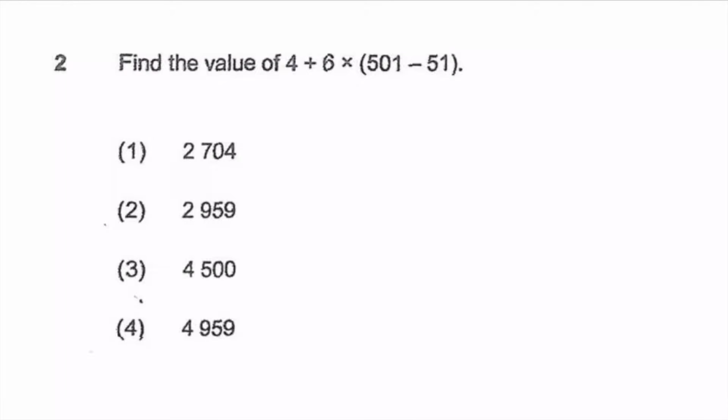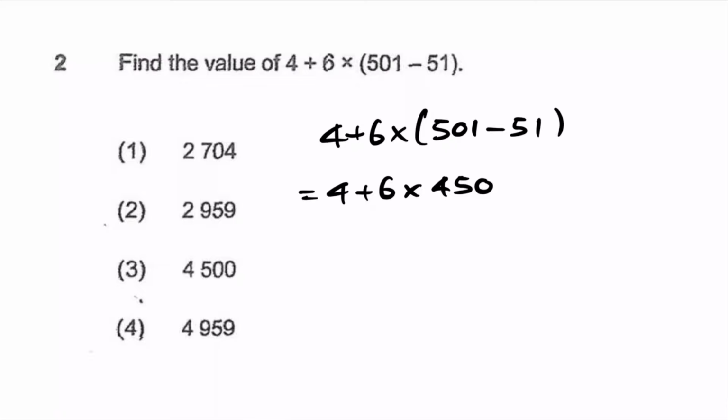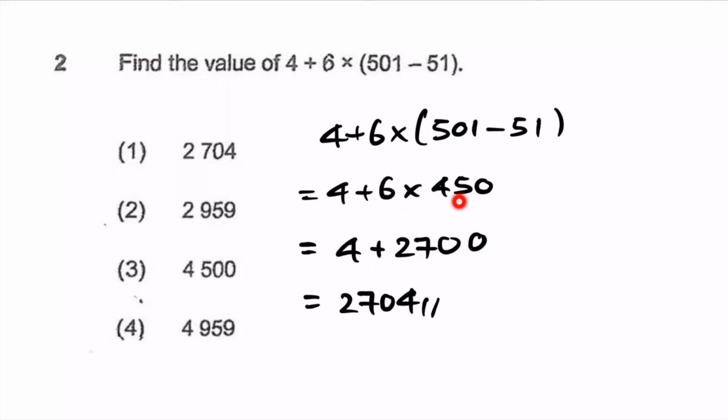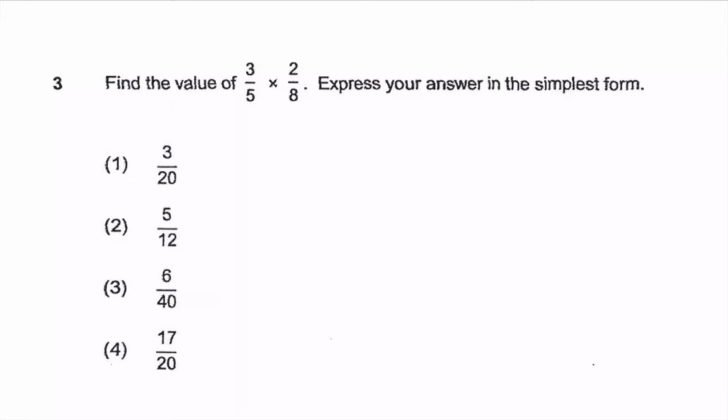Order of operations here, we'll focus on what's between the parentheses. So we'll focus on 501 minus 51, so that's 450, followed by, so we see plus and multiply, we'll multiply first. So you can take 6 times 45 and whatever the answer is, add another 0 to it. So from here it's just addition to be done, 2704.